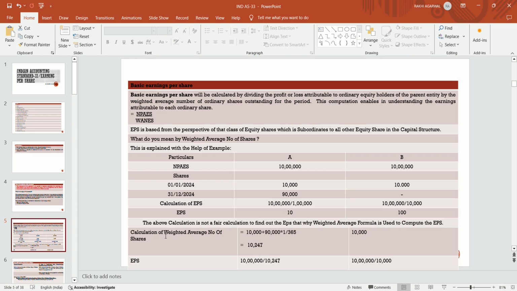Basic earning per share will be calculated by dividing the profit or loss attributable to the ordinary equity holder of the parent entity by the weighted average number of ordinary shares outstanding for the period.